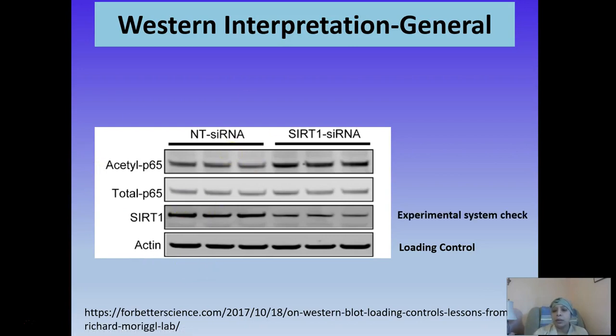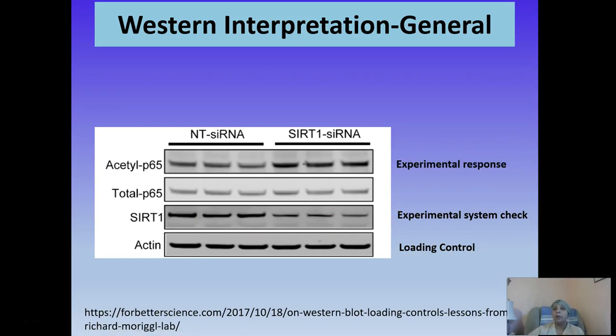In this case, we also have an experimental system check. So here you had just a non-specific siRNA and an siRNA against a specific protein, SIRT1. So we are running antibody against SIRT1 to make sure that our experiment worked. I used an siRNA, silencing RNA, against SIRT1. There should be less SIRT1 in those cell extracts that had siRNA transfected in them. Yes, there is more here, there's less here. Great, my experiment worked. That's important.